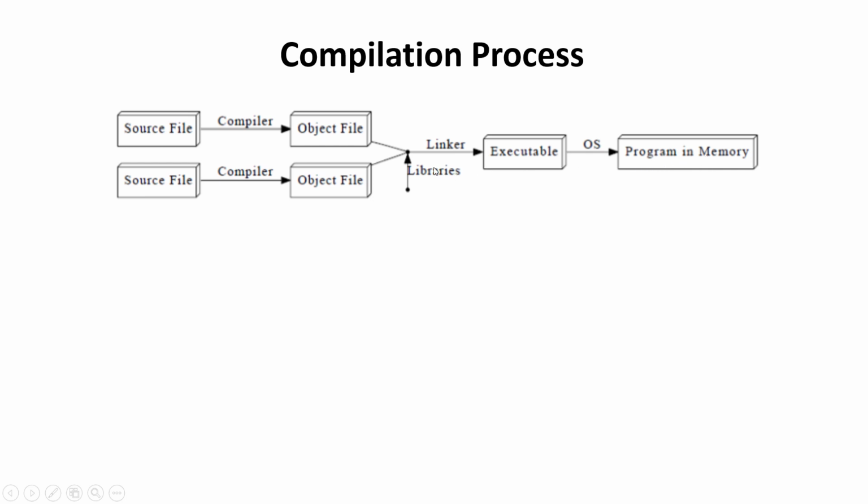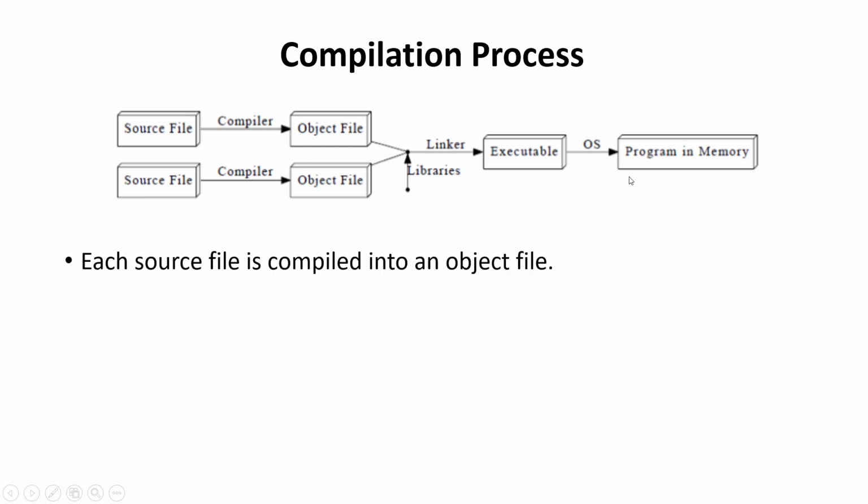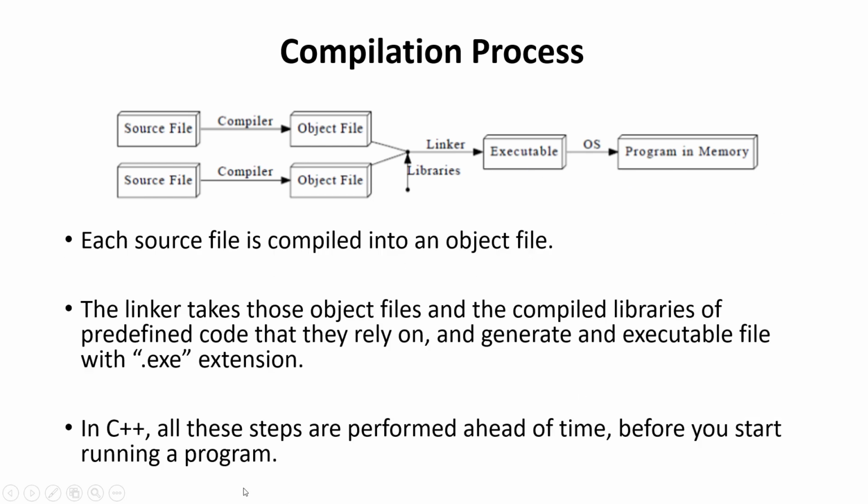So this is a simple process of compilation. You should know how a program compiles. The source file is compiled into an object file, and the linker connects libraries and converts it to an .exe file, and it will be saved in the main memory. In C++, all these steps are performed ahead of time, before you start running a program. Because C++ is a fast language, the whole process is done in very little time and you don't have to wait for this.